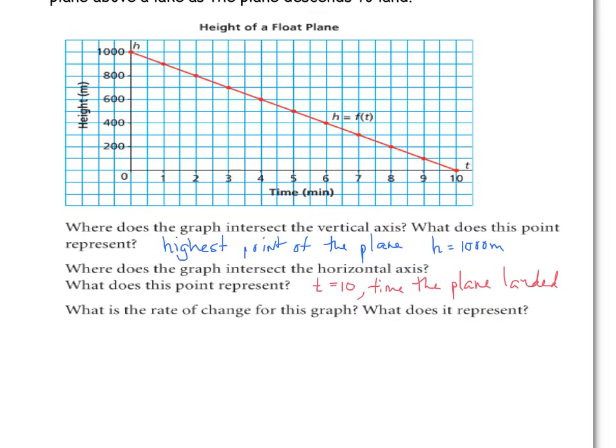And what is the rate of change of this graph? If you look at it, we can just simply do triangles going back and forth. So it goes down 100 meters in 1 minute, 100 meters a minute, 100 meters a minute. So it would be negative 100 meters per 1 minute. Okay, and this relates to negative 100 over 1, which just means that the plane's going to go down 100 meters every single minute.